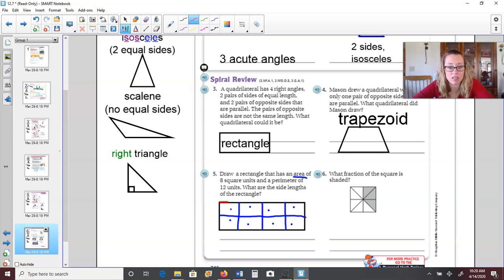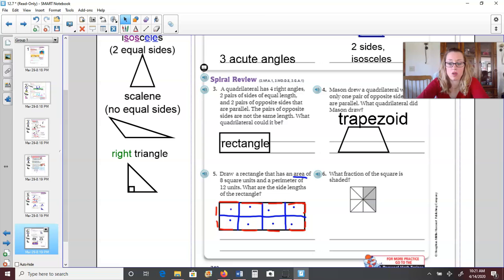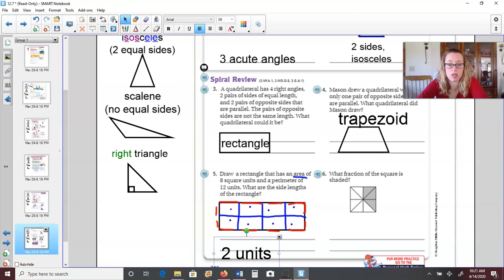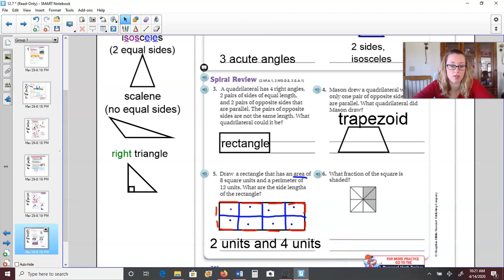Meaning when we count these individual segments going around the top, bottom, and the sides, it should equal 12. So that's 4, and then down the side is 5, 6, 7, 8, 9, 10, 11, 12. So that rectangle would work. What are the side lengths of the rectangle? So we've got 2 units and 4 units. So the top and bottom are 4 units in measurement, and then the 2 sides are 2 units.